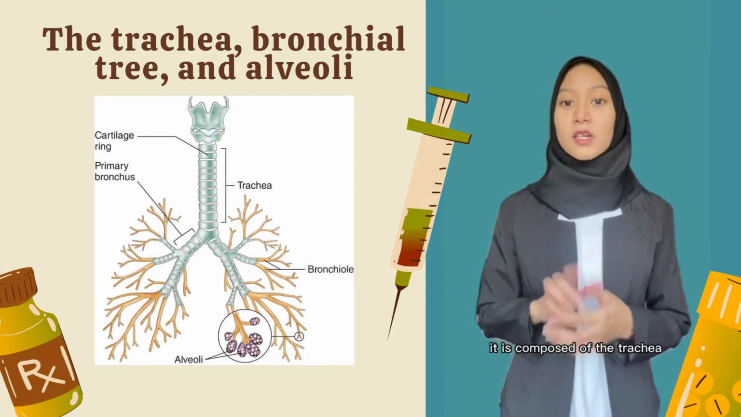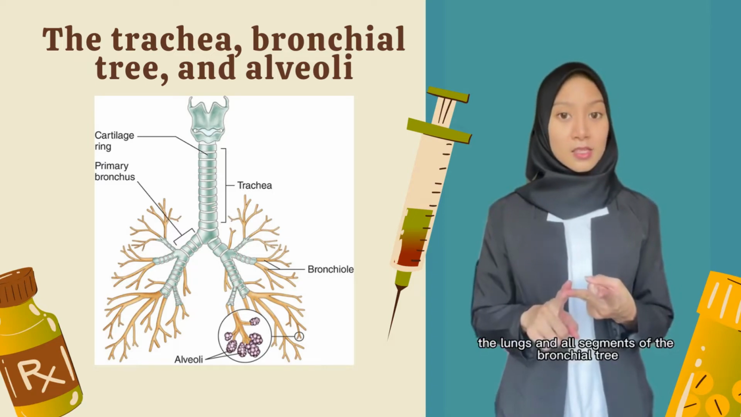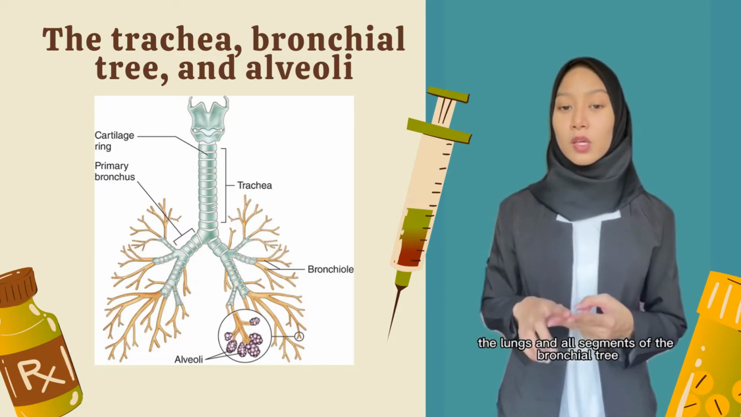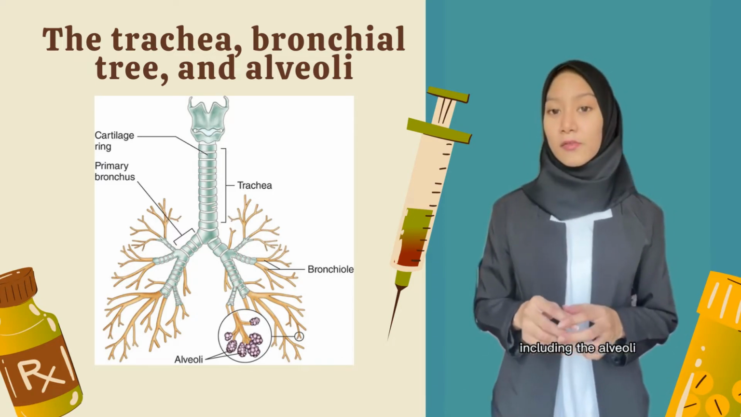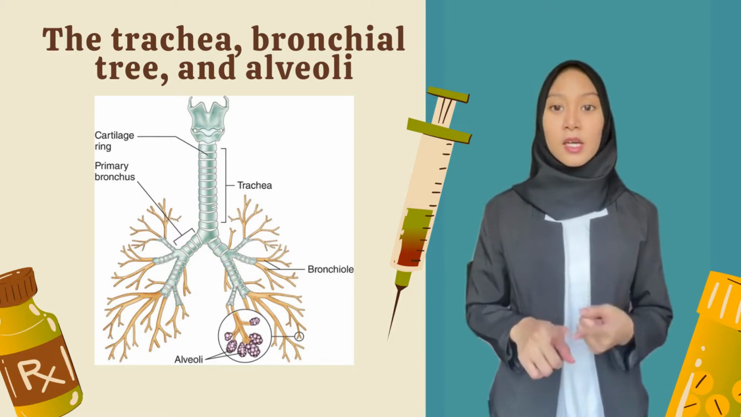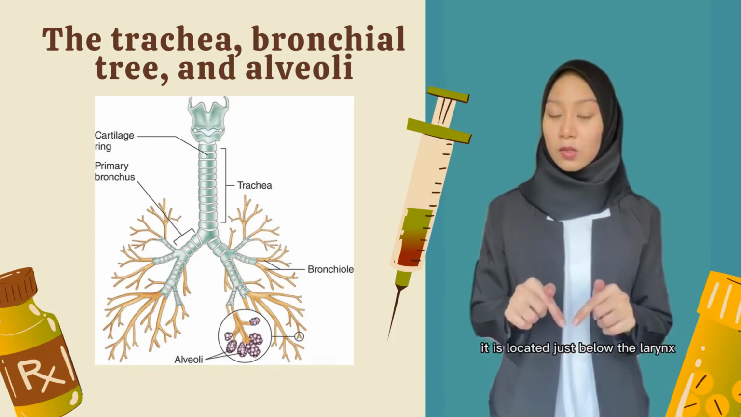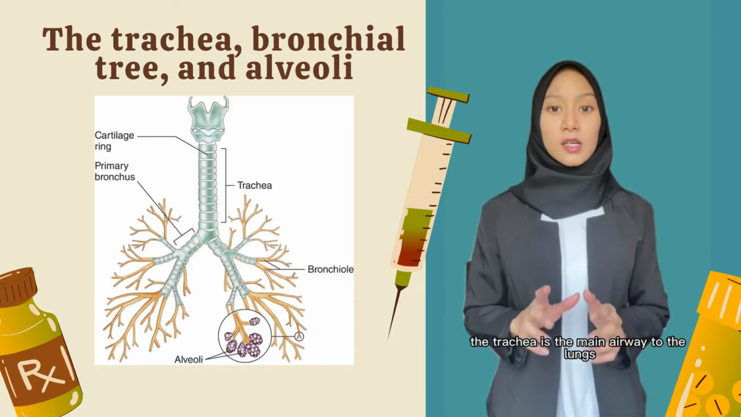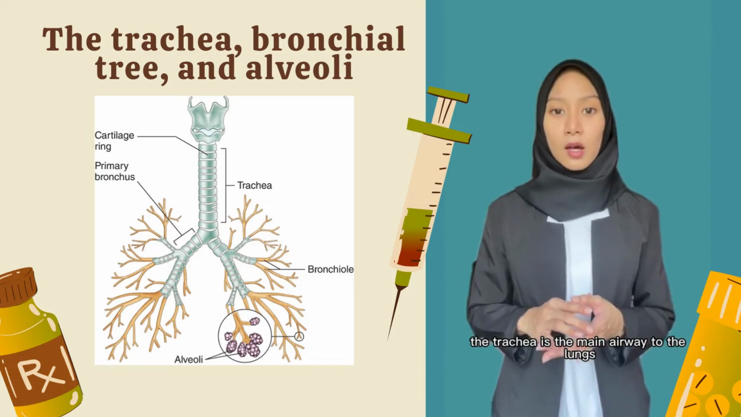It is composed of the trachea, the lungs, and all segments of the bronchial tree, including the alveoli. First, we have the trachea. It is located just below the larynx. The trachea is the main airway to the lungs.